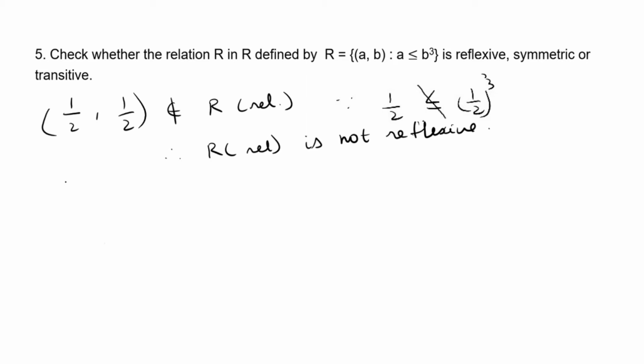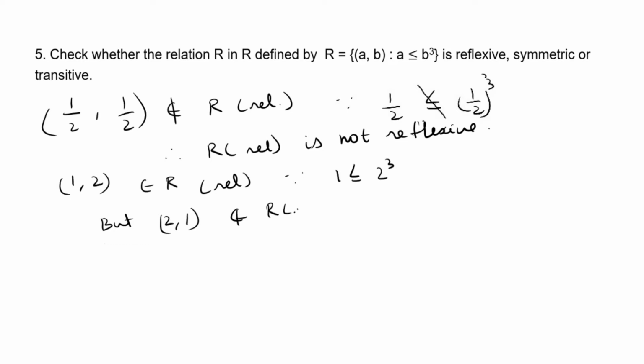Now the next one, we have to see whether R is symmetric or not. So let us take (1, 2). Here (1, 2) belongs to R, since 1 is less than or equal to 2 cube. But we can see that (2, 1) does not belong to R, since 2 cube is not less than or equal to 1, which means R is not symmetric.